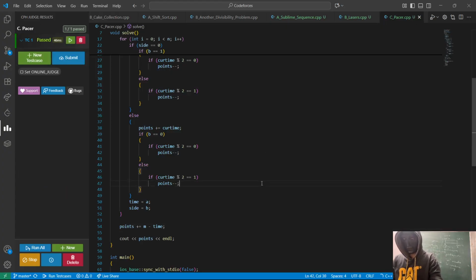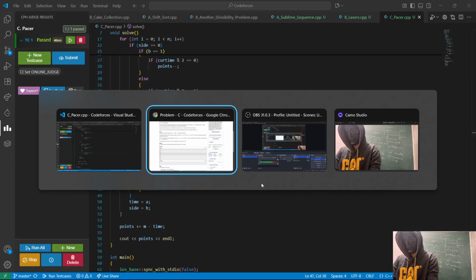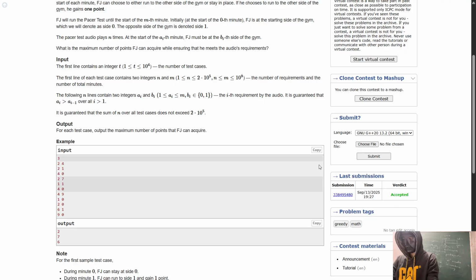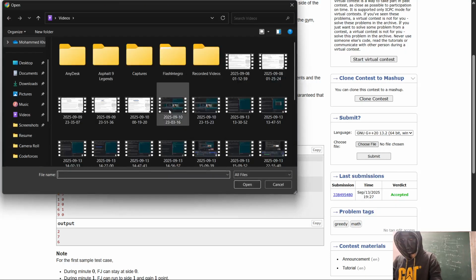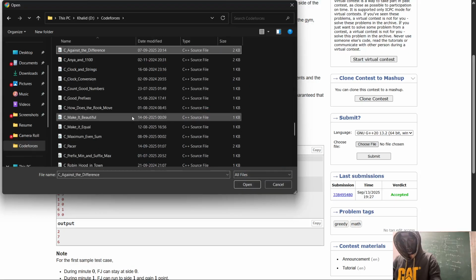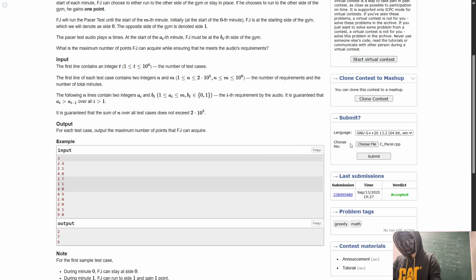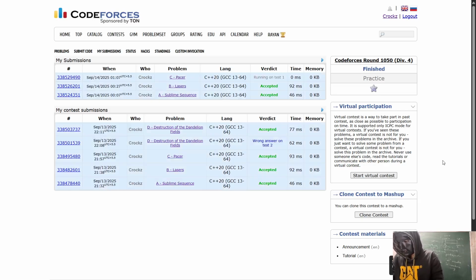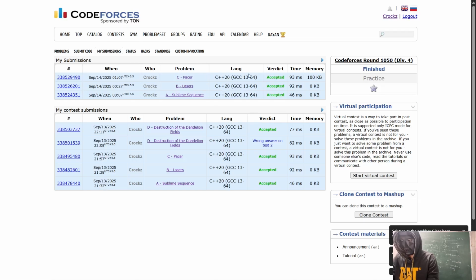So it is getting passed. Let's try to submit it. So yeah, it will be getting accepted. It got accepted. In this way, you could easily solve the problem.